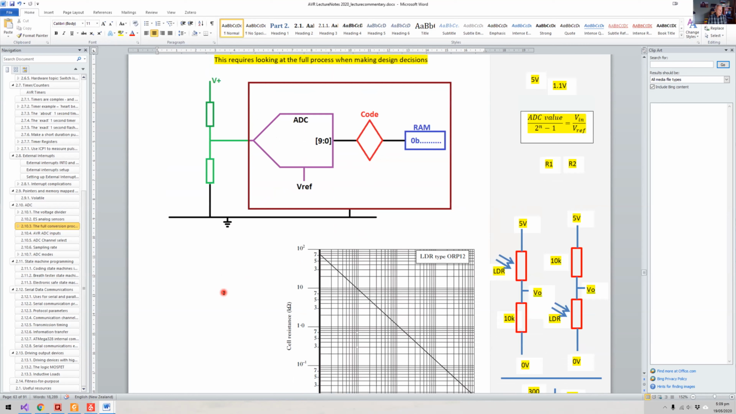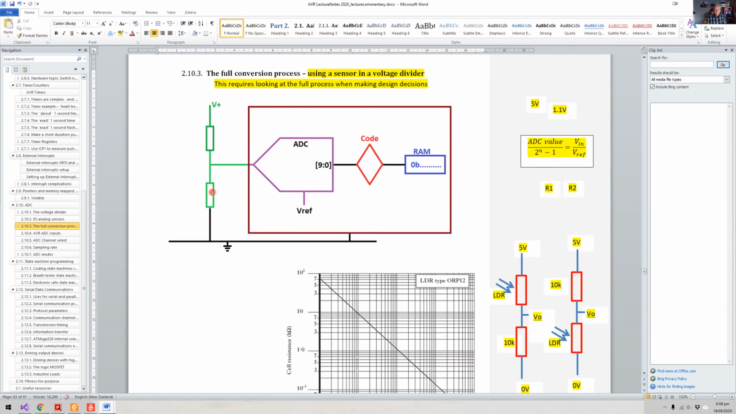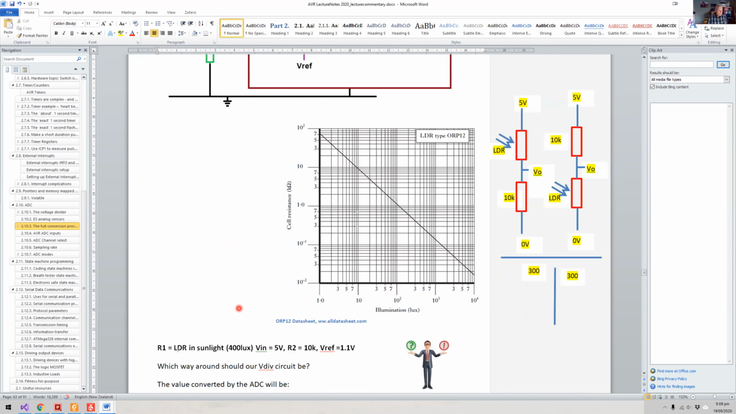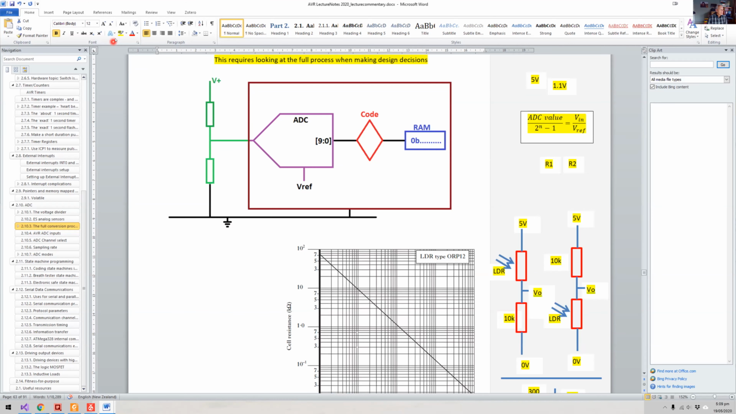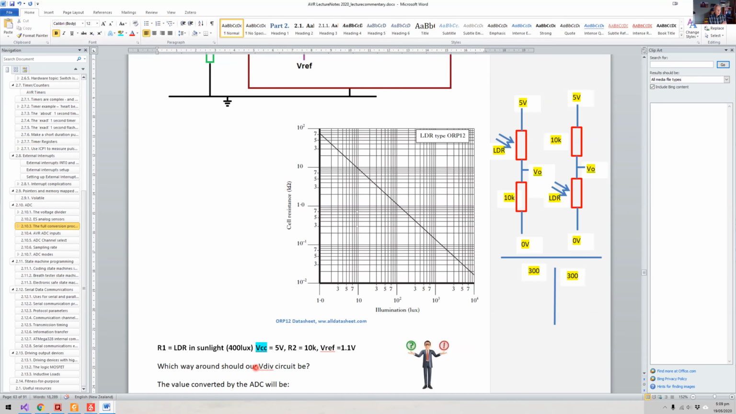What I've got here is a sensor of some description. It could be any resistive sensor in a voltage divider. I'm not amplifying it in any way, but what I'm going to do is stick it straight into an analog to digital converter. And we'll just look at the criteria here. What we've got is an LDR in sunlight, which is 400 lux. We've got a VCC, let's just call that, of 5 volts. And I'll just highlight that so that we know that we've changed that text. So we've got 5 volts, we've got a fixed resistor value of 10K, and we've got a voltage reference of 1.1 volts. So let's just have a look at what we've got.